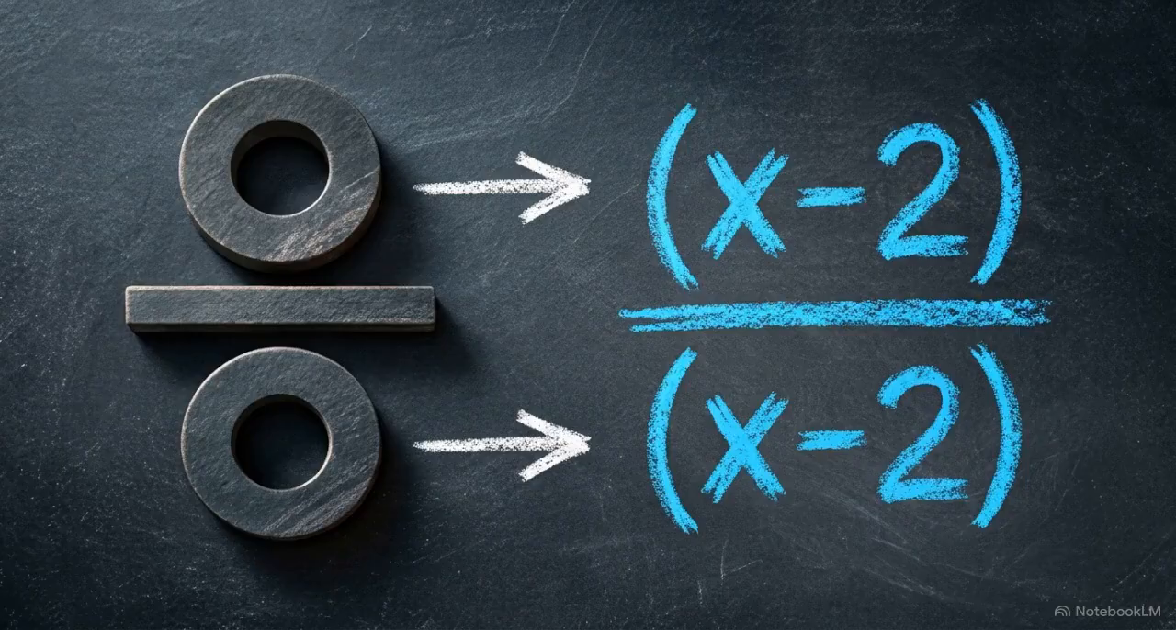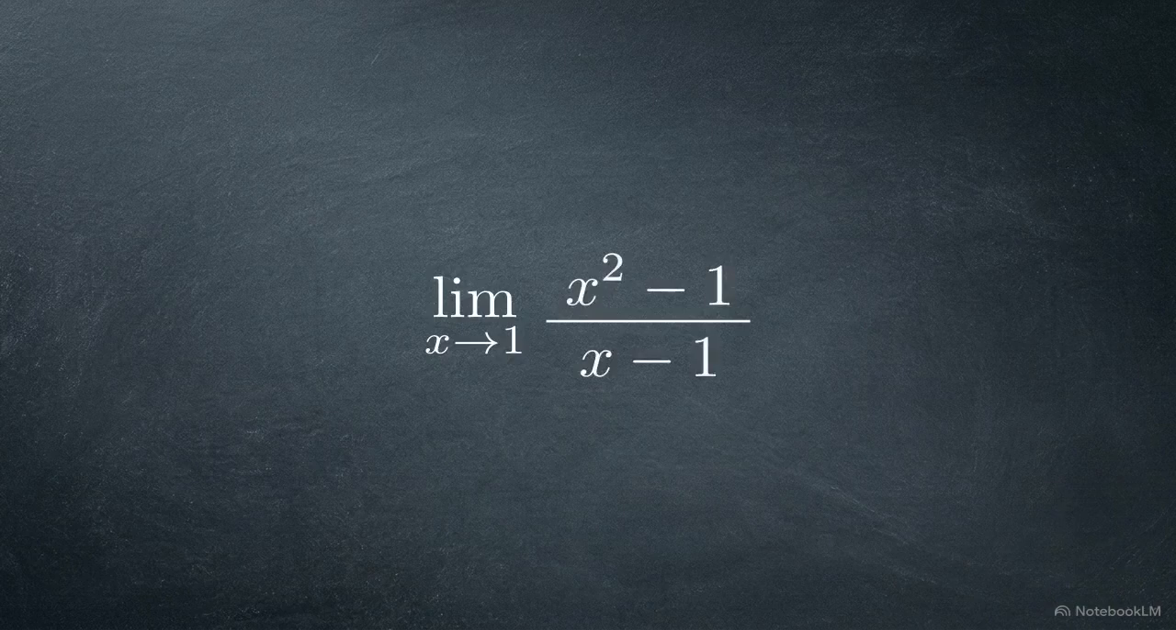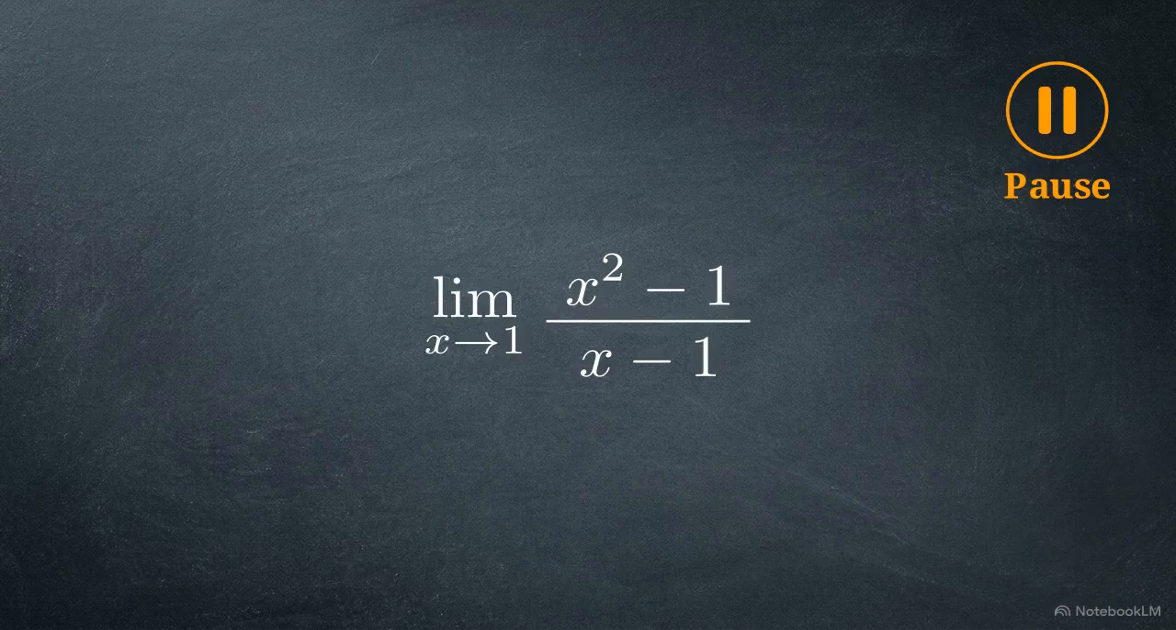A 0 over 0 result confirms that a shared factor is present in both the numerator and denominator. Factoring is the tool that removes it. Apply this 3-step rule to a new problem. Pause the video and find the limit of x squared minus 1 over x minus 1 as x approaches 1.